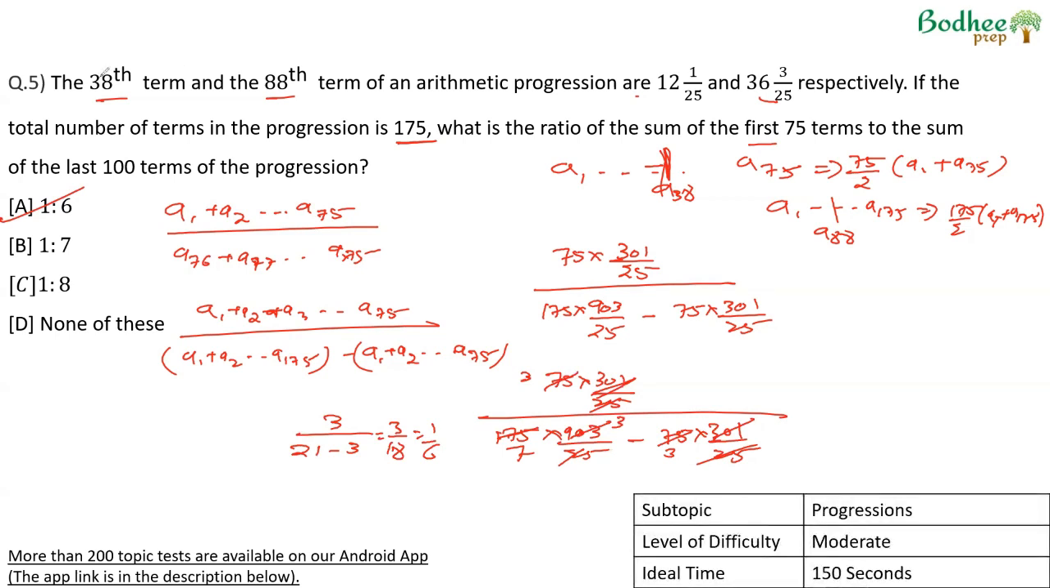And that becomes my answer. I think level of difficulty wise moderate. What we could have also done was, since there are two terms given, we could have found out the values of A and D, used those values in the formula for the sum of terms, and then found the ratio. But I think this was a little easier to solve, and therefore going with this. 1 is to 6 becomes my answer. About 2.5 minutes to solve.